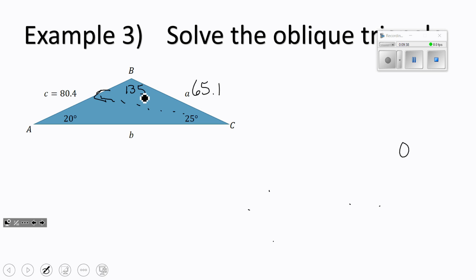Any questions on how we do that? Three angles in a triangle add up to be 180. All right, so now let's set it up. And you can use either side. It should work.